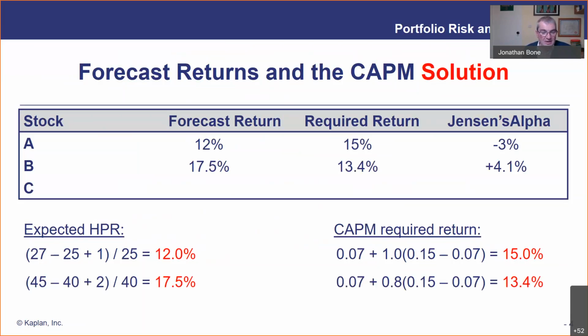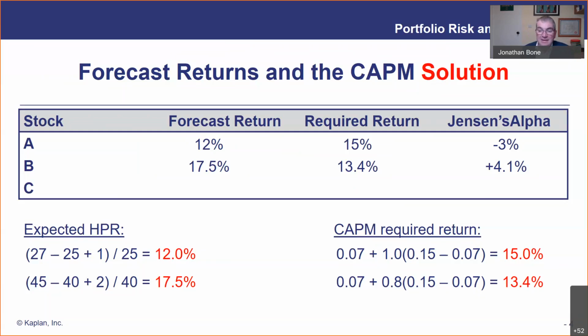Stock B, there's its holding period return, expected return of 17.5. CAPM says we only require a return of 13.4. So 17.5 minus 13.4 gives us an alpha of 4.1. A positive alpha here represents an undervalued stock. We require, given this stock's level of systematic risk, a return of 13.4%, but it's expected to generate 17.5, more than we need to cover our level of systematic risk.